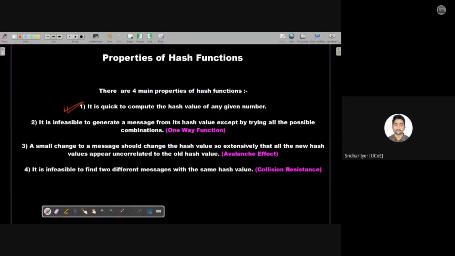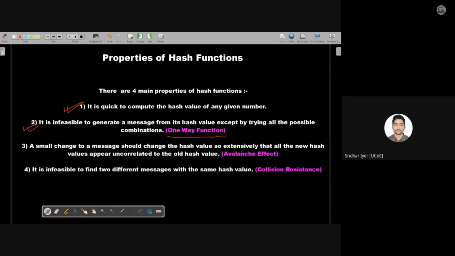Second is it should be infeasible to generate a message from its hash value. We have already seen it. One way function. Creating the hash from plain text should be easy, but the other way around should be virtually impossible, so that an attacker cannot find out what the plain text is. Fine. This is what we call as a one-way function.